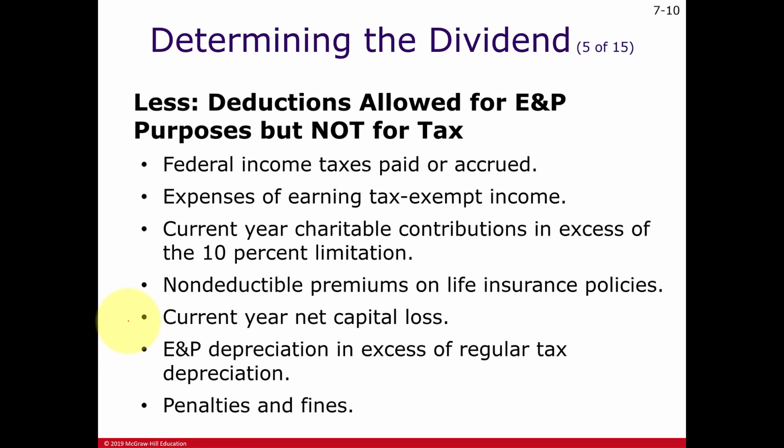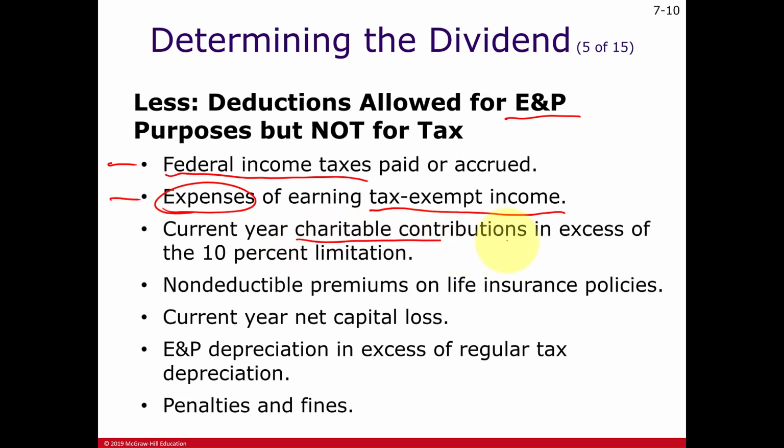So here's some deductions that were disallowed, but now economically you're paying out the money, so you should reduce your taxable income to get to the current earnings and profits. Federal income taxes, that's what we're trying to calculate, but you cannot deduct that for taxable income. But for earnings and profit purposes, we subtract it out. We saw that tax-exempt income was added in, and if you have expenses related to that, for tax purposes, you couldn't deduct it, but now you do for earnings and profit purposes.